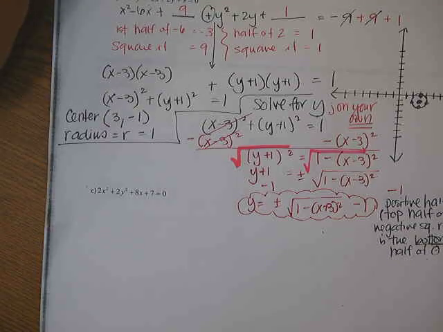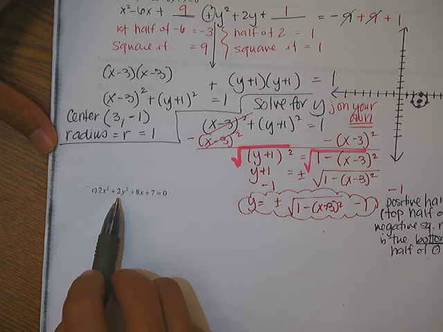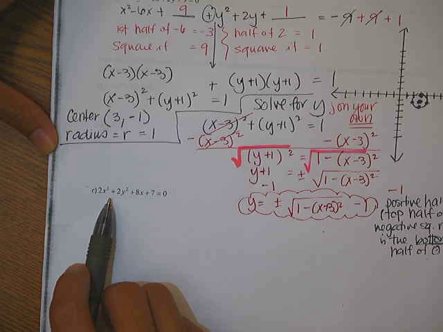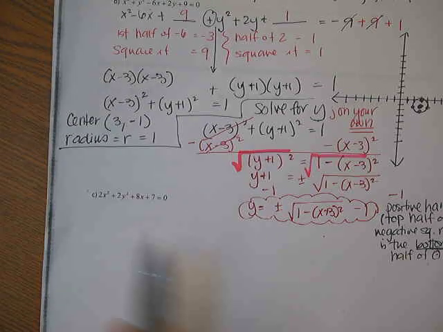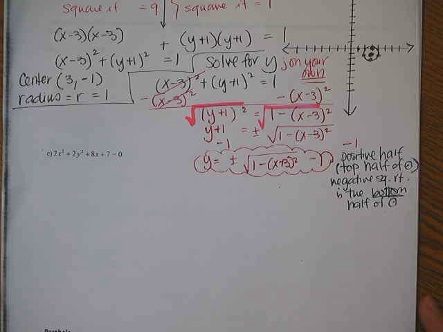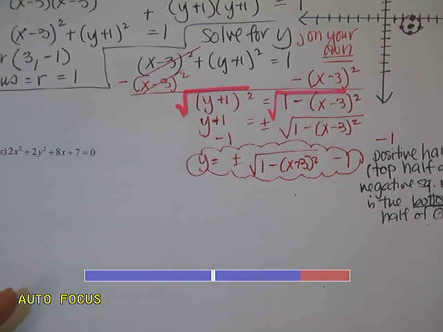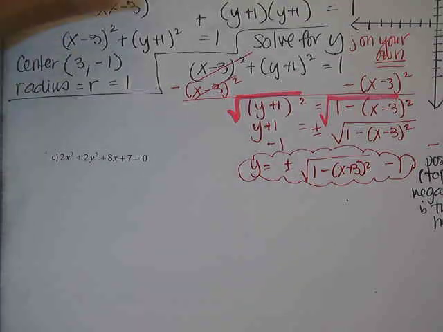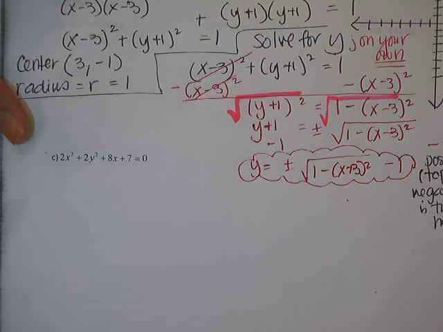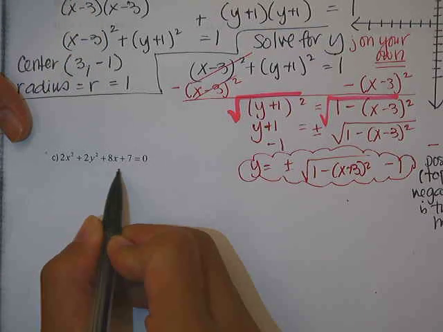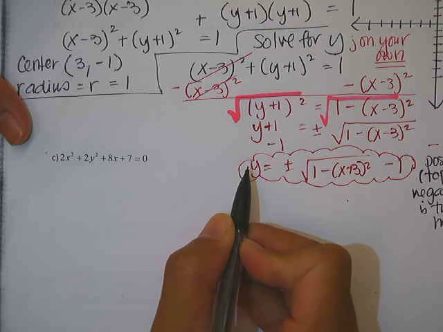Here we go. Notice how this one is not in the nice h-k form. So what you need to do is put it in h-k form. Let's zoom in so you can see the problem. The first thing is we are going to put all the x's together and all the y's together and all the constants to the other side.